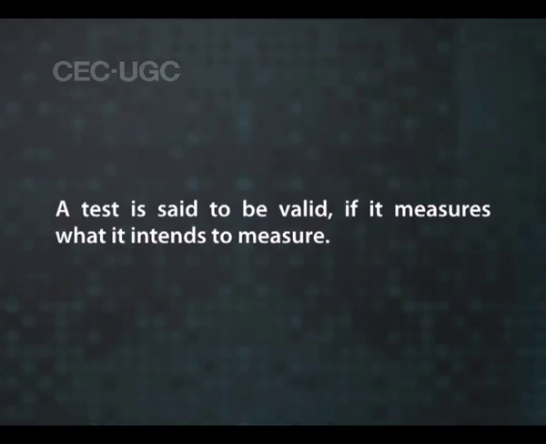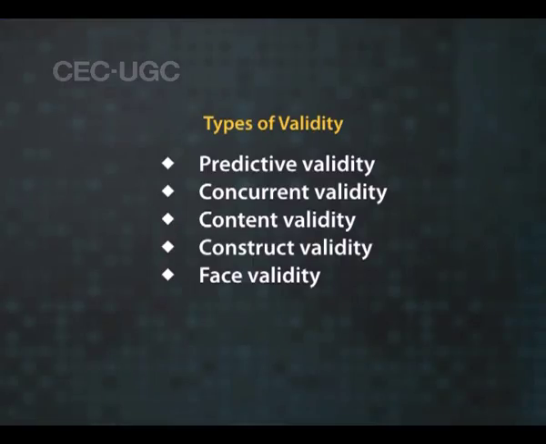Validity. A test is said to be valid if it measures what it intends to measure. That is, the test should measure all that is required to be measured and nothing that is unwanted. Validity concerns how well a test evaluates the students in the light of selected objectives. Several types of validity have been identified, like predictive validity, concurrent validity, content validity, construct validity, face validity, etc.